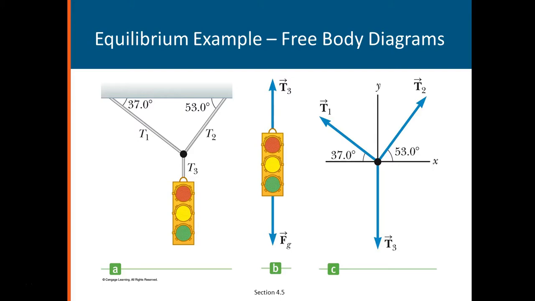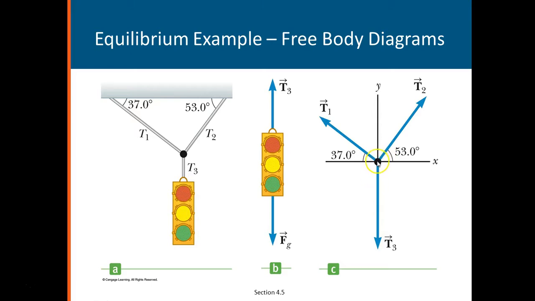Drawing the free body diagrams is really important. So this is an equilibrium example. We have this light hanging from some kind of ceiling or wall. The light is not accelerating. It's hanging at rest. That doesn't mean there are no forces on it, right? We have gravity pulling down.